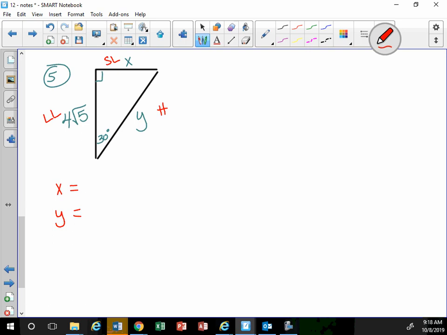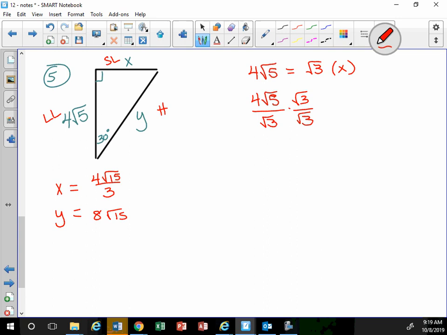All right guys, so we know our long leg is equal to root 3 times the short leg, and so then you have to divide, that's a part. And then when you rationalize, you get 4 root 15 over 3. And then to double that for the hypotenuse is 8 root 15 over 3. Okay? Good? Okay. Let's stop notes there.